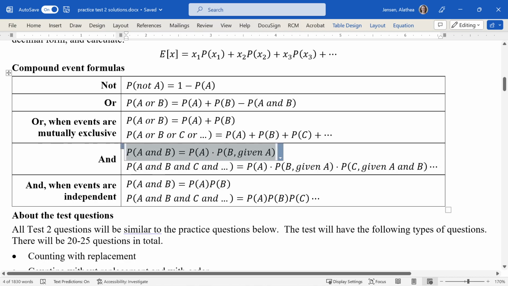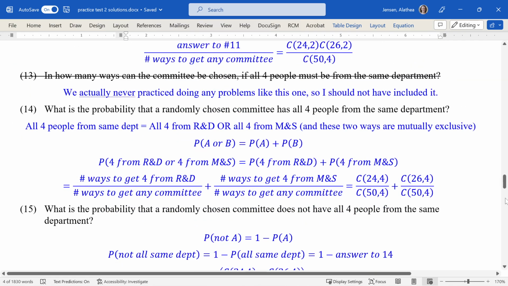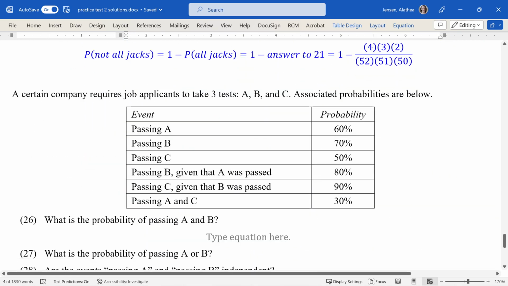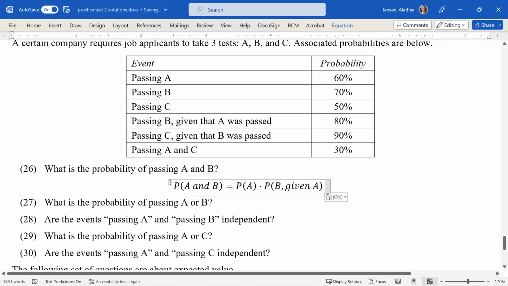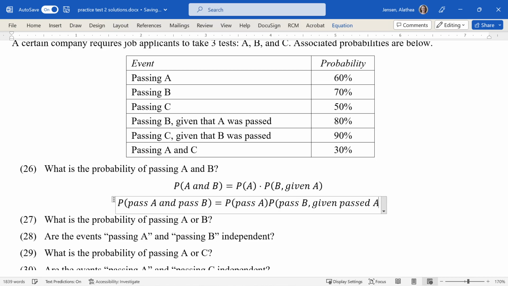Okay, so we can't assume independence here. It's not like with coin flips or with dice rolls. One test does affect another test if it's the same person taking both of them. Okay, so we're going to use this formula. That's the non-independent AND formula. And so our events here are pass A and pass B. So we're going to do the probability of passing A, that's the first event, times the probability of the second event, passing B, given that we passed A.